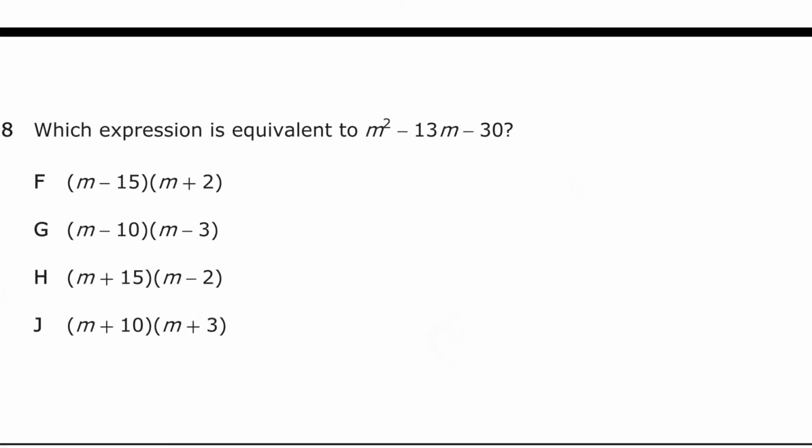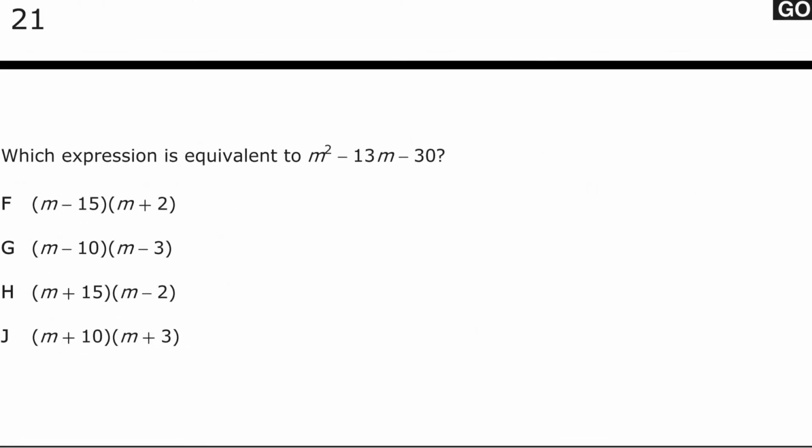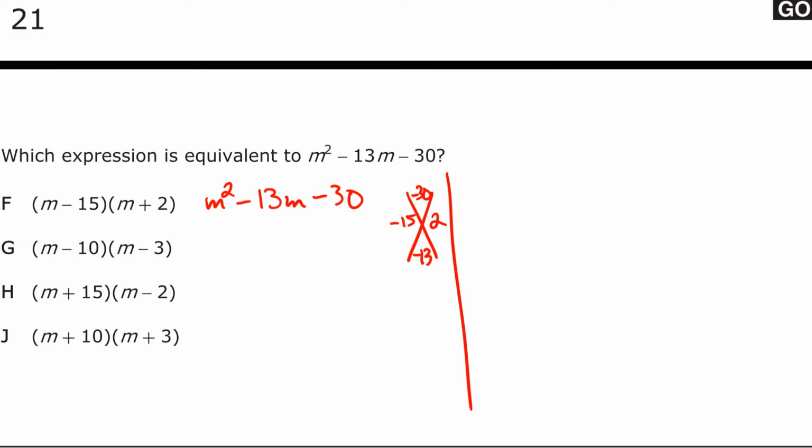Next, we have that same type of question that we've already done. You can either factor it or you can take your answer choices and distribute. I'll factor m squared minus 13m minus 30. A times C, we have a negative 30, we have a negative 13. What are the numbers that multiply to give us negative 30 and add to give us a negative 13? That would be negative 15 and 2.